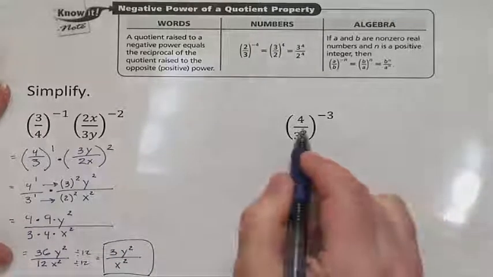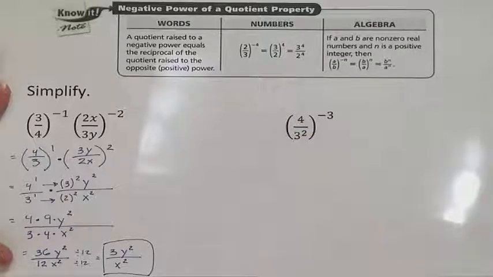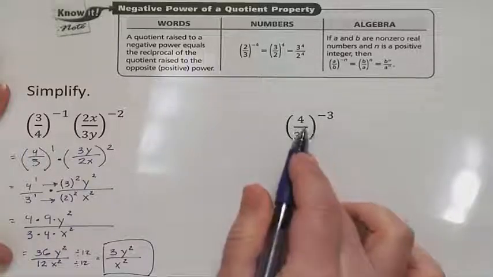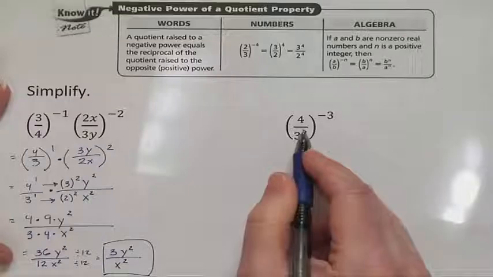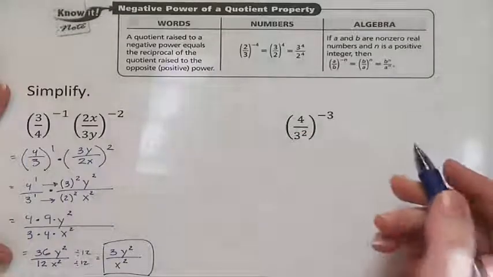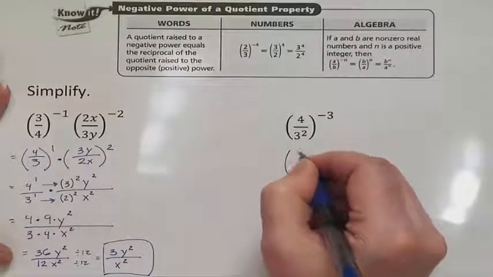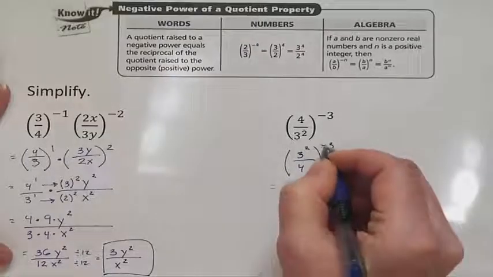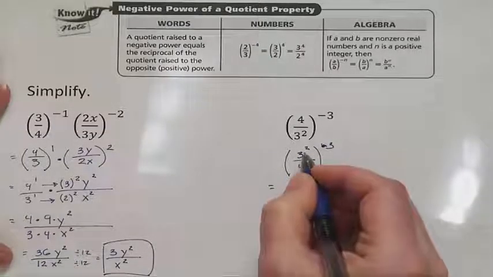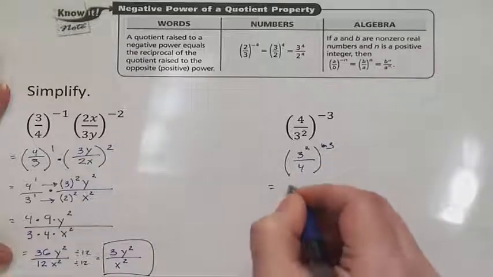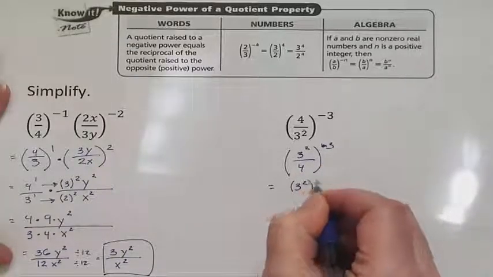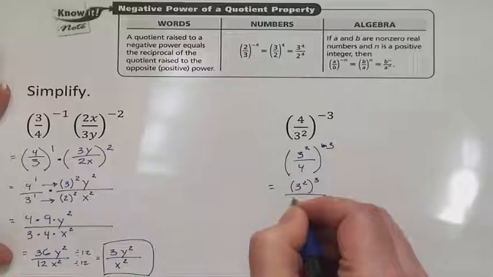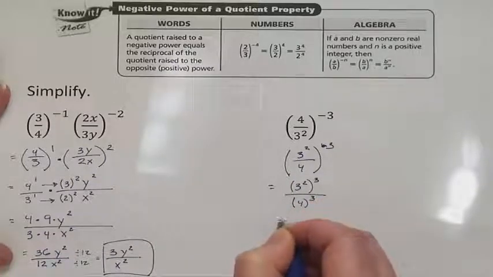My next problem. Everybody in this parenthesis is raised to the negative power. Everybody in here is on the wrong side of the fraction, so everybody in here needs to switch places. Happy positive power. That meant everybody in here is raised to the third power. So this 3 squared is going to get raised to the third power, and this 4 is raised to the third power.